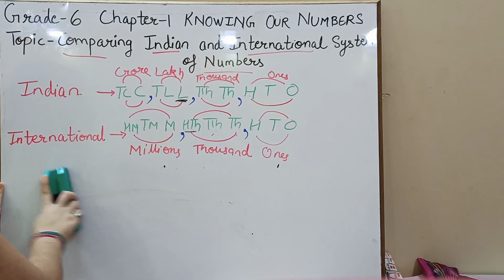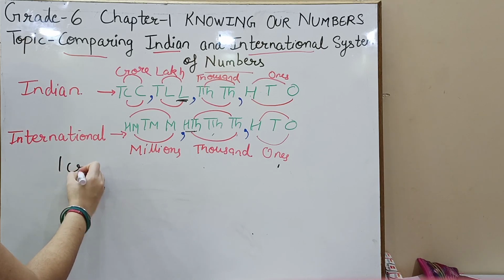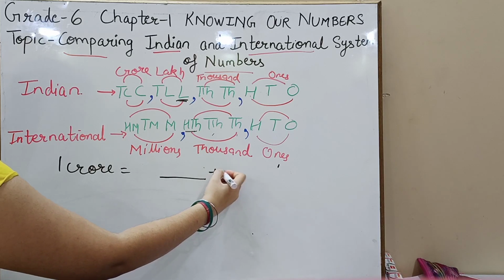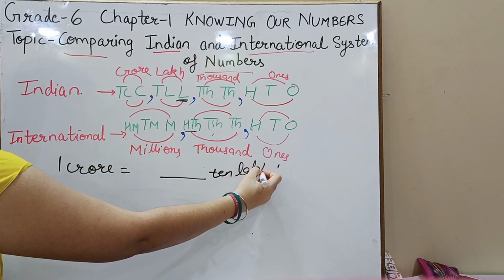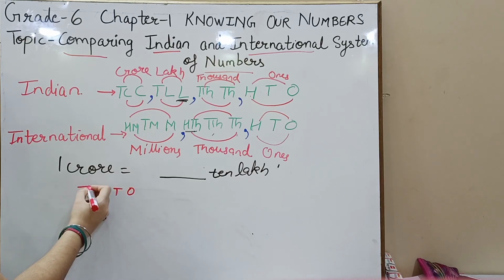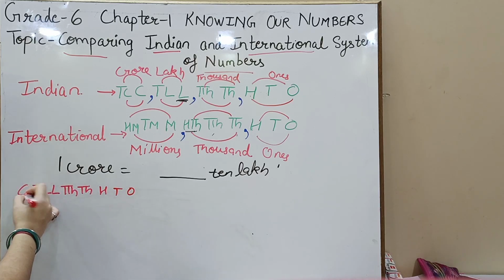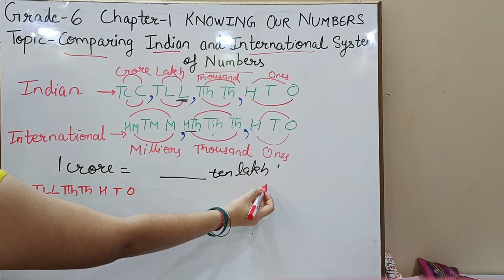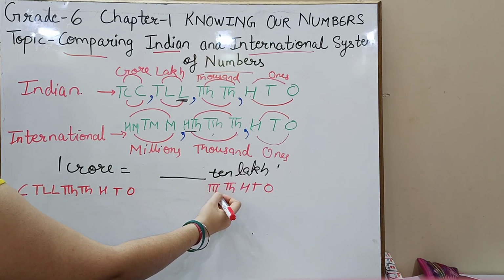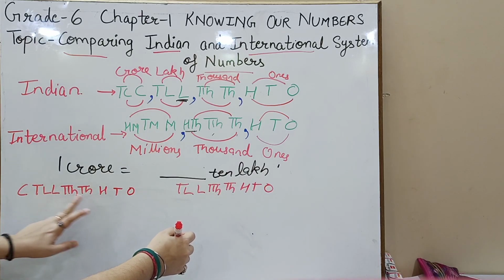The next example is, if I say 1 crore is equals to dash 10 lakh. सबसे पहले you put down the place values. Ones, tens, 100, 1000, 10,000, lakh, 10 lakh and crore. Here put down the place values. Ones, tens, 100, 1000, 10,000, lakh, 10 lakh. अब आप देखोगे 10 lakh and crores.